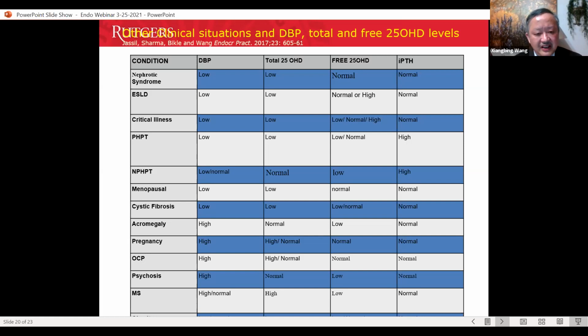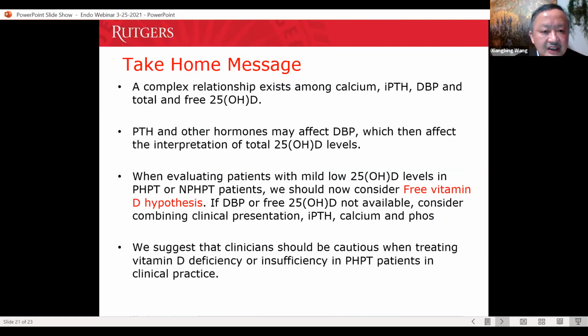But on the other hand, acromegaly patients, patients taking estrogen-containing oral contraceptives, or patients with psychosis may have normal total vitamin D, but the D binding protein is high, and the free vitamin D level is low. So we just try to introduce a concept: D binding protein and free vitamin D should be considered in certain situations.